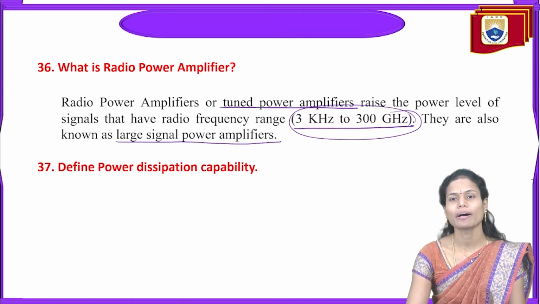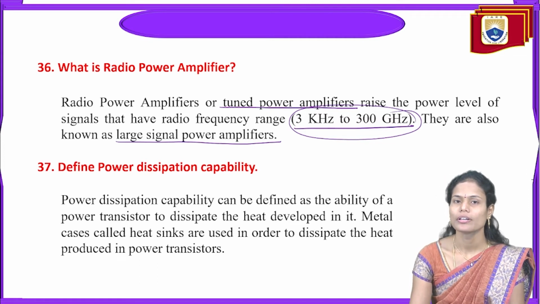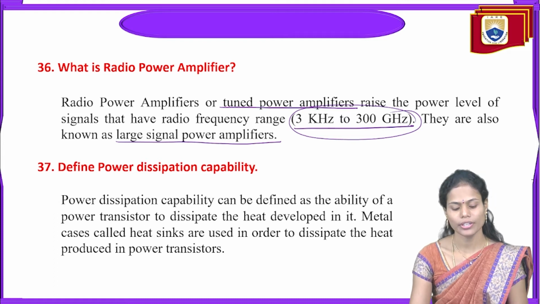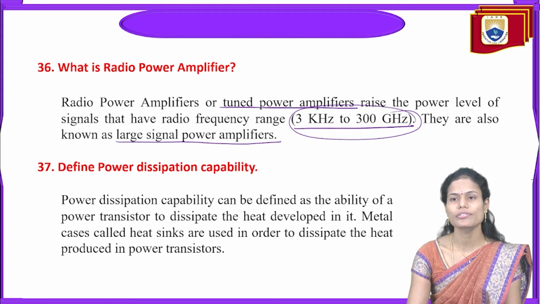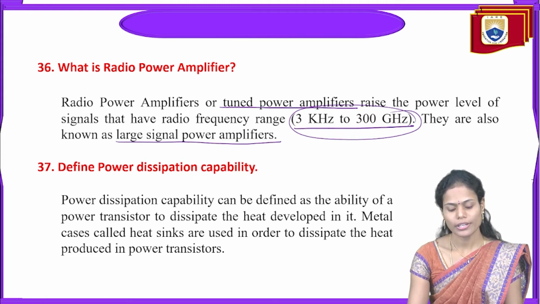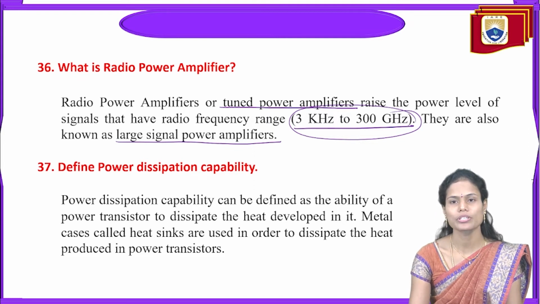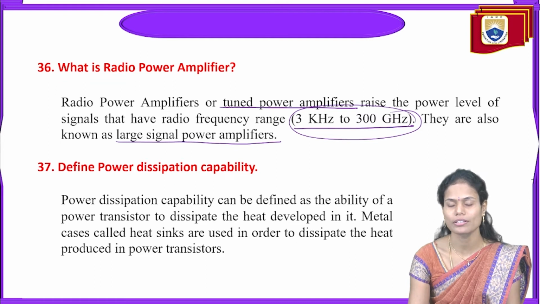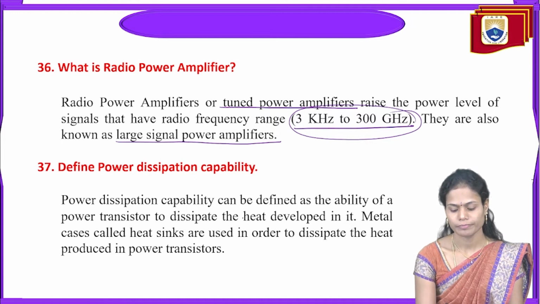And next, define power dissipation capability. So the power dissipation capability we can define as the ability of a power transistor to dissipate the heat developed in it. That is nothing but how the heat developing in that particular transistor is dissipated. So metal cases called heat sinks are used in order to dissipate the heat produced in power transistors. By utilizing the heat sinks, we can dissipate the heat generated in the power amplifiers.